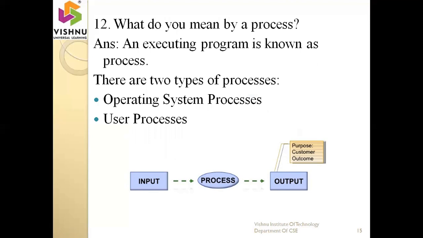A user process means the process which is created by the user or programmer. An OS process means one which is inbuilt in nature. Here, process means taking the input data and processing the information. After processing the information, you get the output. That output will be given to the corresponding customer or user.